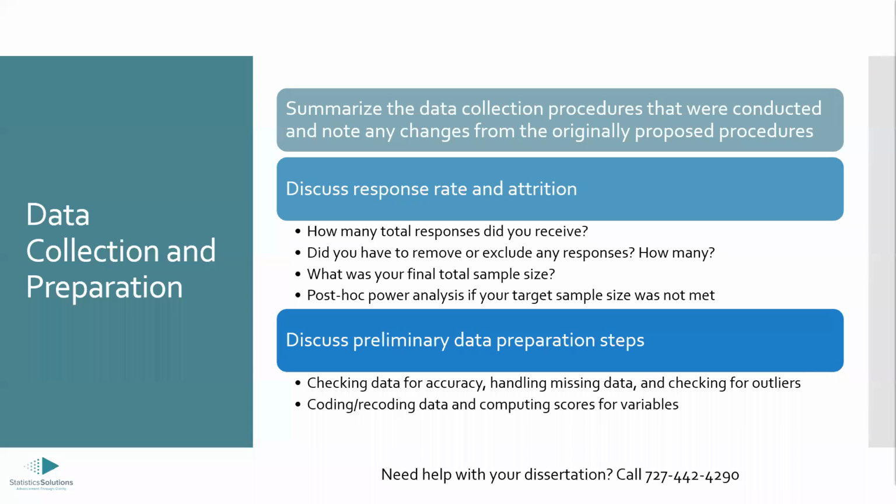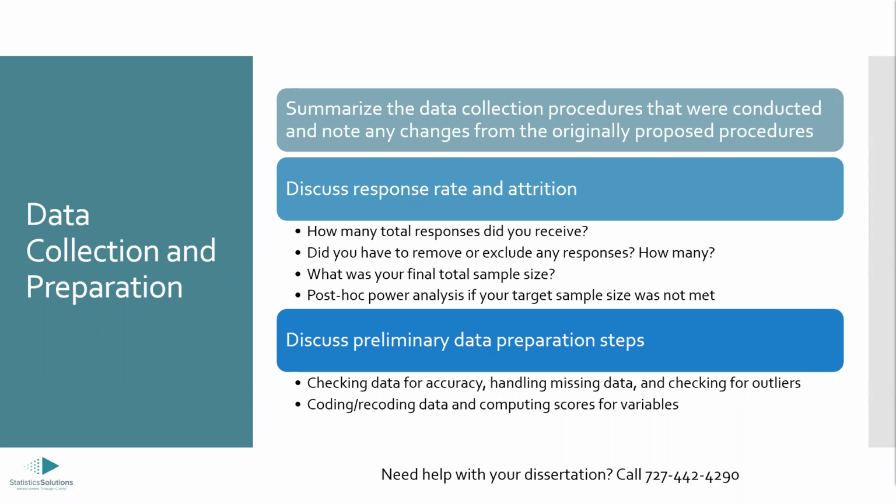After you discuss all that, you'll want to state what your final total sample size is after all of those exclusions. And then it may be necessary to conduct a post hoc power analysis if your target sample size was not met after all is said and done. So it's likely in your methodology chapter that you conducted something like a power analysis to determine the sample size that you need for your study. If your final sample size did not meet that target sample size, then some schools and committees may want you to do a post hoc power analysis to see what the power was of your study with the sample size that you obtained.